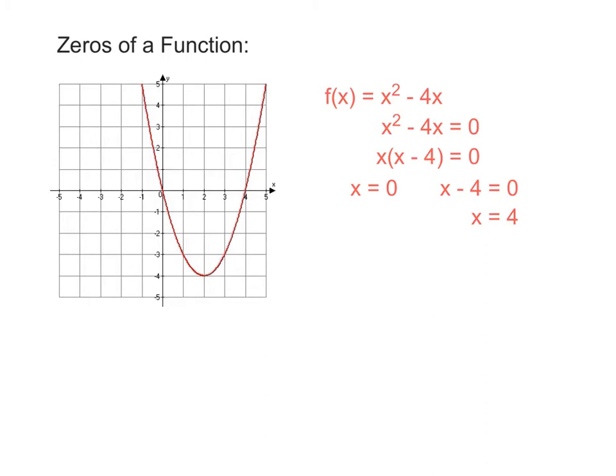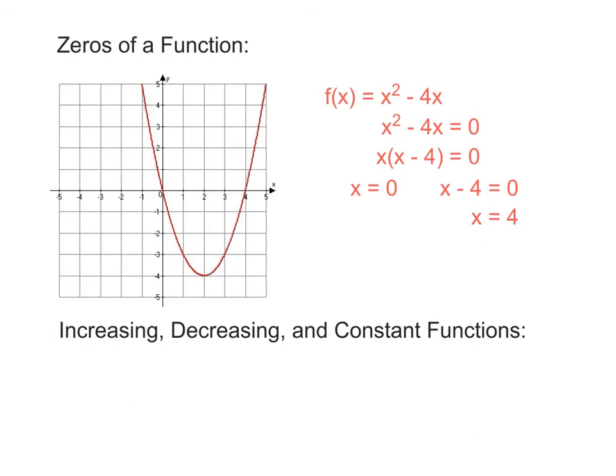So if I set x squared minus 4x equal to 0, I factor that out and set each of the factors equal to 0, I end up with x equals 0 and x equals 4. And as you can see from the graph, those are indeed the x-intercepts, or in this case, the zeros of the function.